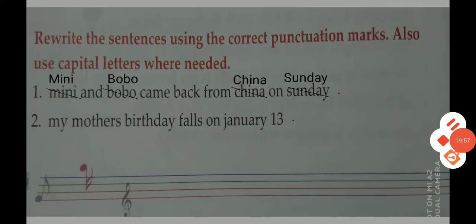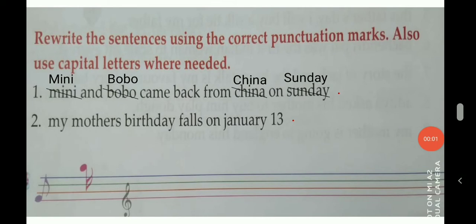Second number. The second sentence is, my mother's birthday falls on January 13. So what will we do? Yes, the first letter will be capital. So which punctuation marks will be in this sentence? First letter capital, then the name of the month is in the sentence. So we will put J in capital for January and then put a full stop. So first of all we cross out the wrong words.